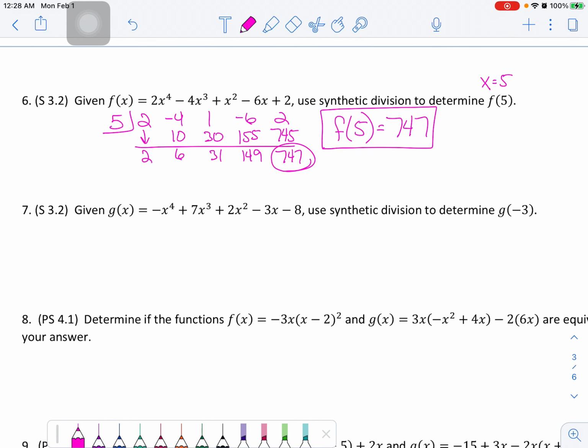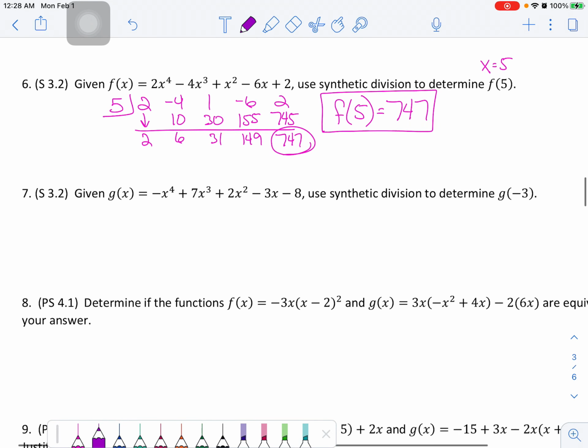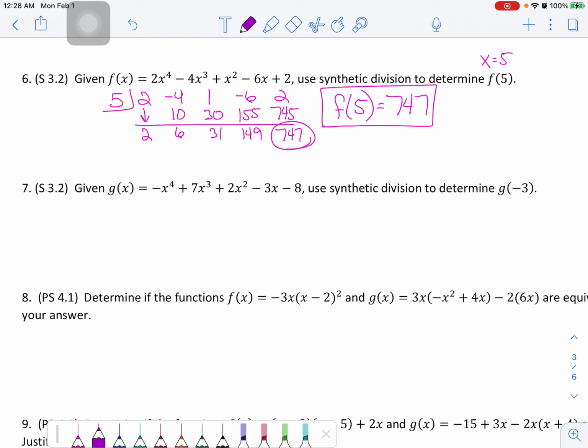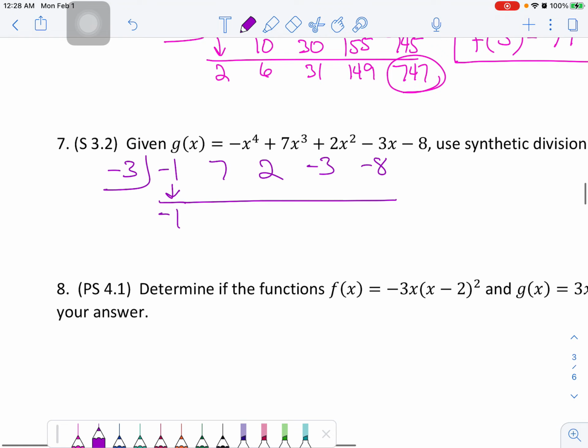It doesn't matter what the other numbers are. That's it. All right, problem number 7, we're going to do the same thing, but this time we know that g of -3 means x is equal to -3. So now I'm going to grab my coefficients. So -1, 7, 2, -3, -8. Okay, little workspace here. Drop that -1. So let's see. -3 times -1 is 3. Add that up. It's going to be 10, -30. So -28.